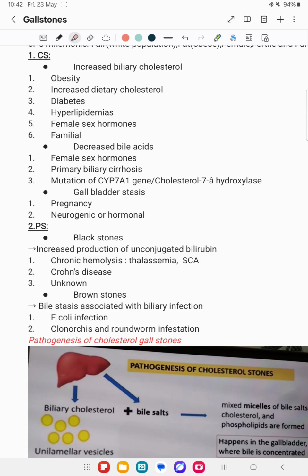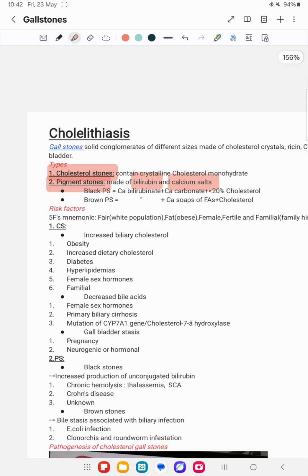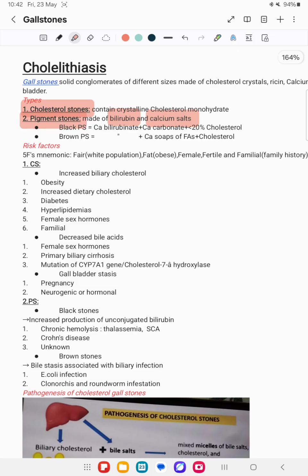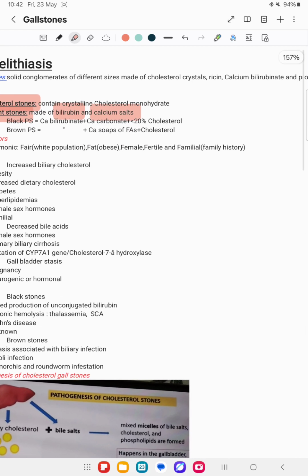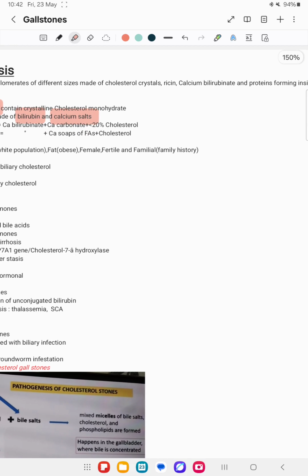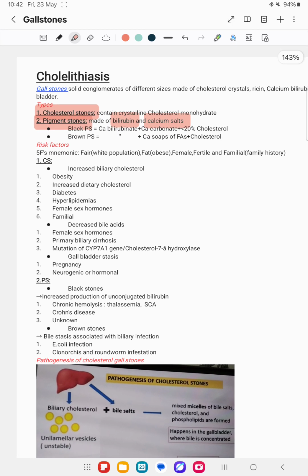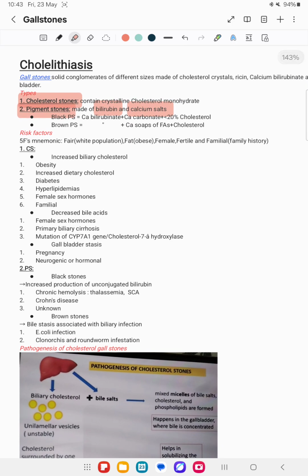So basically, what do we see? In today's video, we learned what gallstones are. They are solid conglomerates of different sizes. And what are they made up of? They are made up of cholesterol crystals, resin, calcium bilirubinate, and proteins. Where are they found? In the gallbladder. What are the types of gallstones? We have cholesterol stones and pigment stones. Why are cholesterol stones known as cholesterol stones? Because they contain cholesterol monohydrate. Why are pigment stones known as pigment stones? Because they contain a pigment which is bilirubin and also calcium salts.